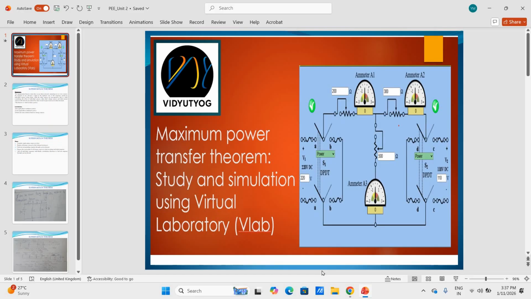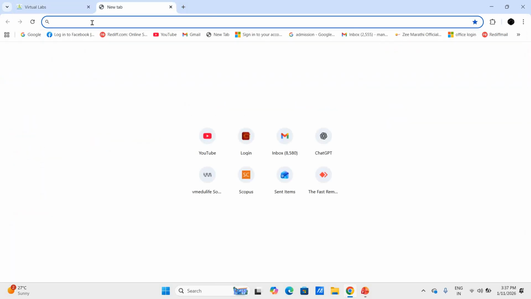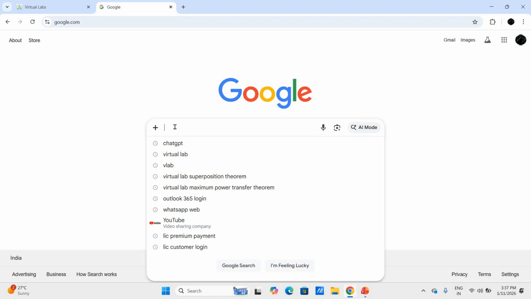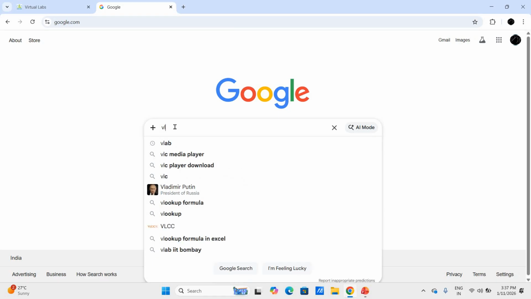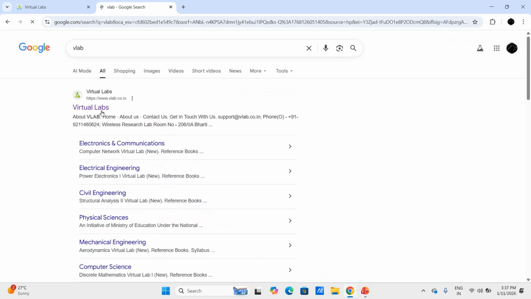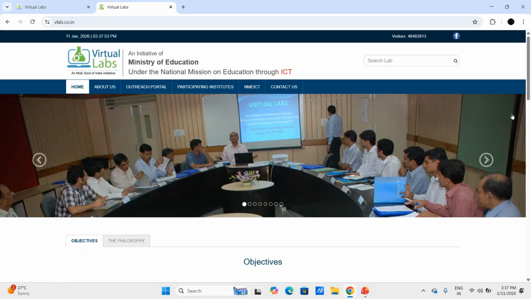Now, actually, we have to study the verification of the superposition theorem with the help of the VLab. For that purpose, just go on Google and search VLab, that is virtual laboratory. When we search for the VLab, you will get the official website of the virtual laboratory, that is www.vlab.co.in. Just click on it.